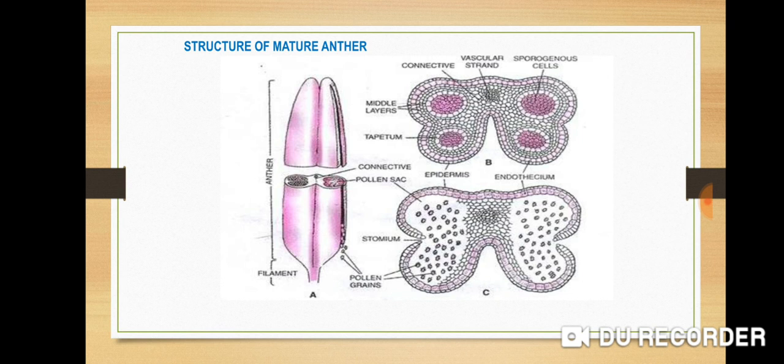Tapetum is a nutritive layer for the developing microspores. There is no tapetum in the anther lobe at the tetrad stage of pollen. It is utilized for pollen development. Only remnants of tapetum may be seen in pollen chambers.